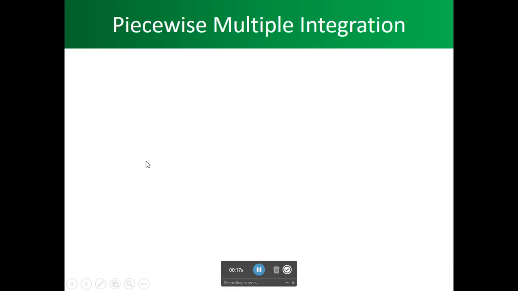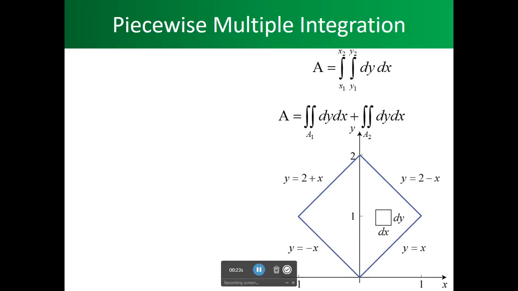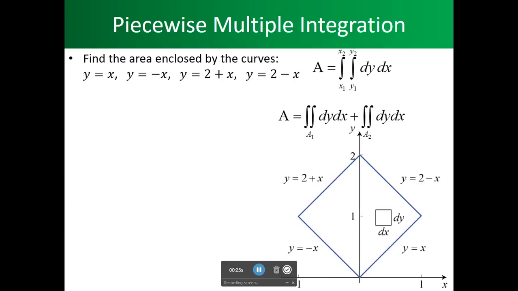And we're going to be covering a new section, which is called piecewise multiple integration. Okay, what do we mean by piecewise multiple integration? Why do we need piecewise multiple integration? So, when we find the area enclosed by the curves that are not continuous, catch the word, not continuous, then we have to break them up into parts. Integration by parts is what it's called, okay?